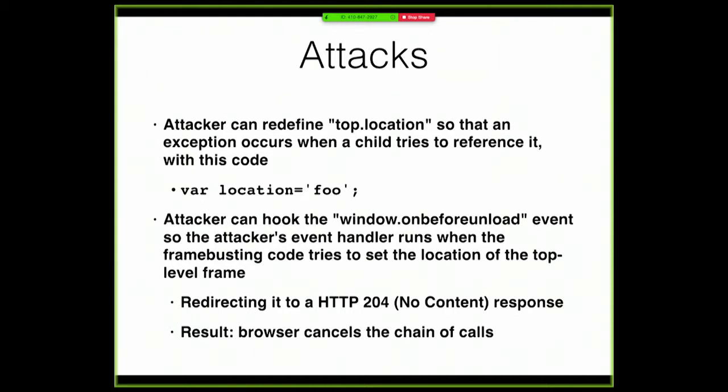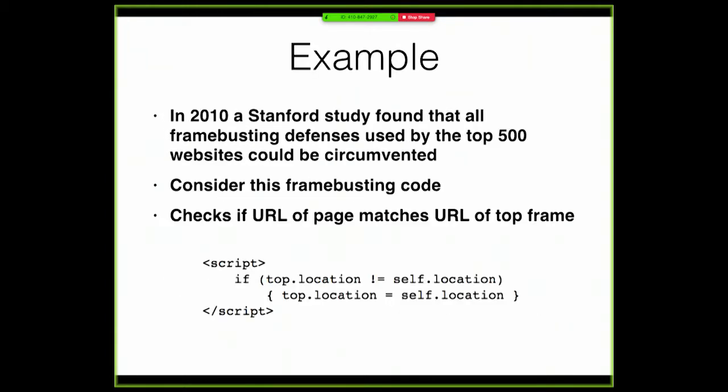You can also hook this event, the window onbeforeunload event, so an event handler runs. When the frame busting code detects that the wrong window is on top, and then it tries to set the new location, you've added another bit of code that runs during that process to put it back to the wrong one again.